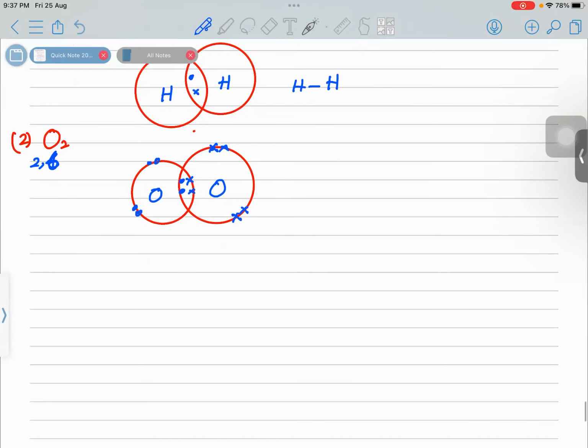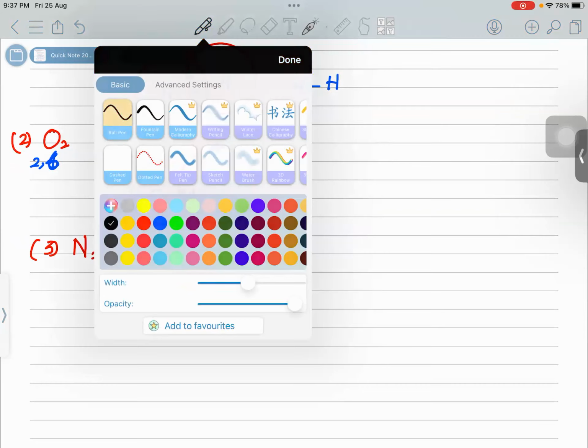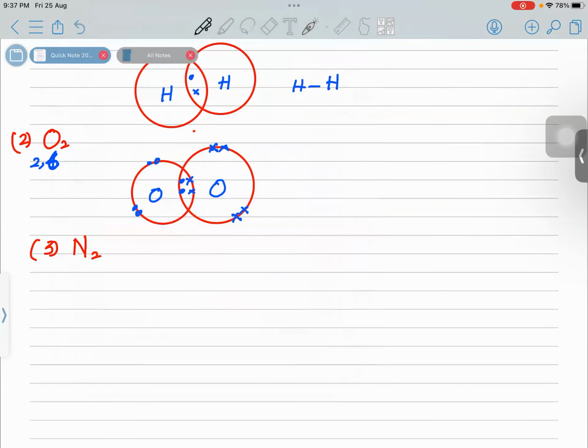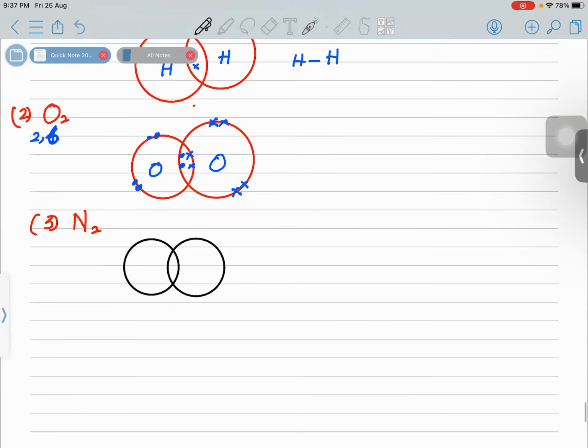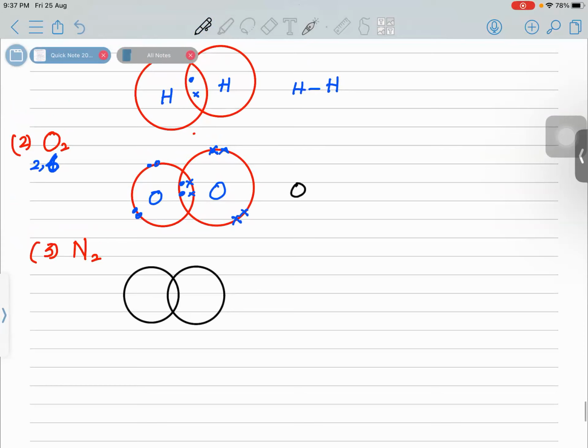Now third is nitrogen. This is simple covalent bonding, simple single covalent bonding. All of these are single, all except oxygen.